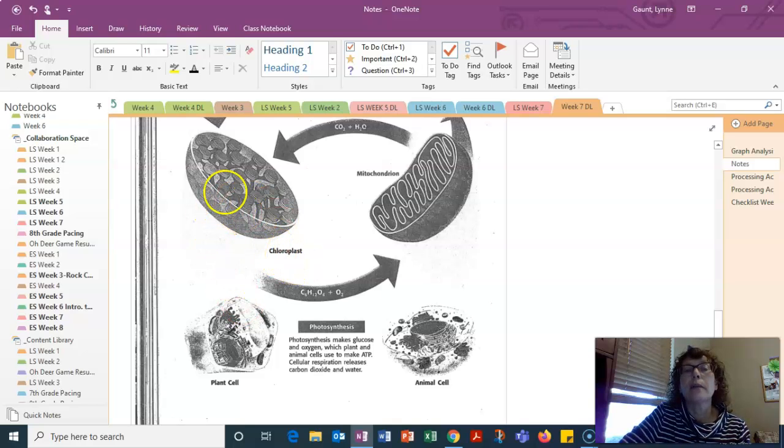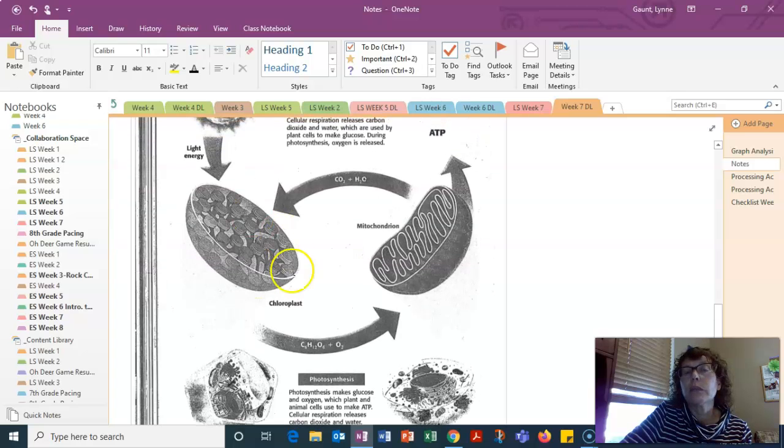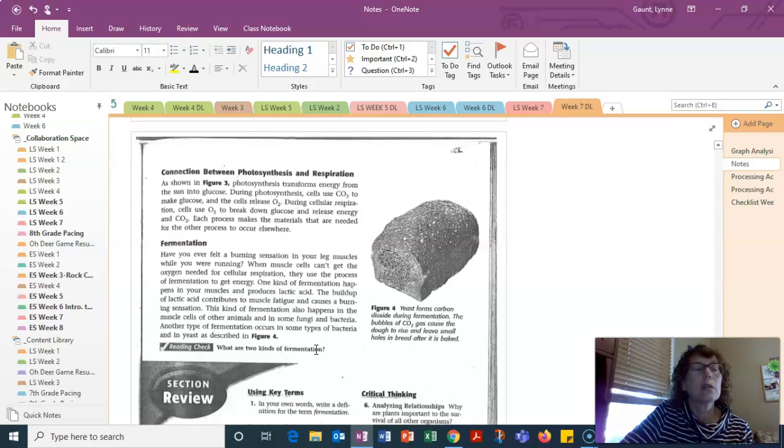But just like I said when we were looking at the previous page, the output of the chemical reaction for photosynthesis, glucose and oxygen, is the input for the chemical reaction of cellular respiration. And the output of cellular respiration, which happens in the mitochondria, is the input for photosynthesis, which happens in the chloroplast. Okay, you're going to talk about this a little more in your processing activity 1, so just remember this page is here. All right, let's go to our last page. Just a little bit more and then we'll be done.